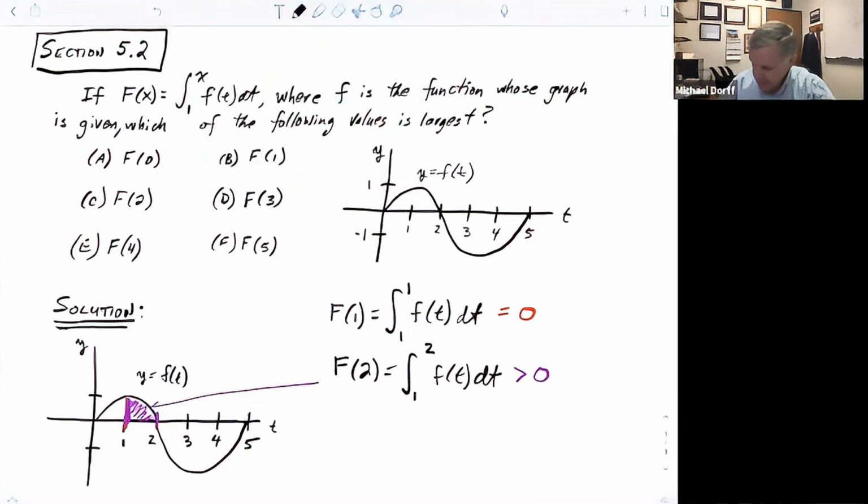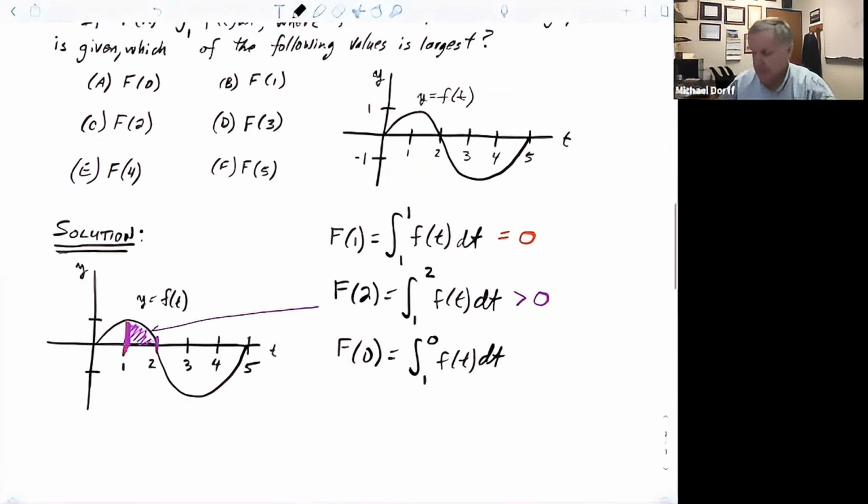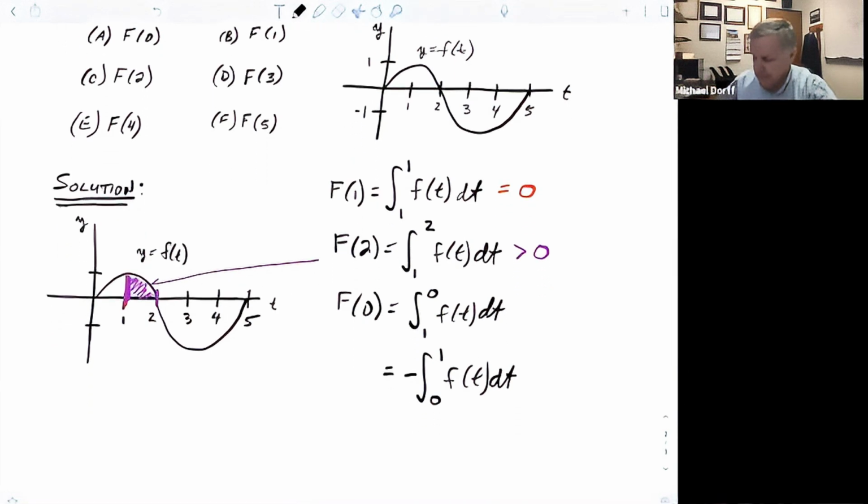Let's try another one. Let's do F of 0. We haven't done that one yet. So that's the integral from 1 to my x value, which is 0, of f of t dt. Now, the first thing I notice here is I have a larger number on the bottom of my integral sign and a smaller number at the top. So if I rewrite so that I have the smaller number on the bottom and the larger number on the top, those would only be equal if I put a negative out front, because I've changed the order of the numbers on the integral sign. It's now negative the integral from 0 to 1 of f of t dt.